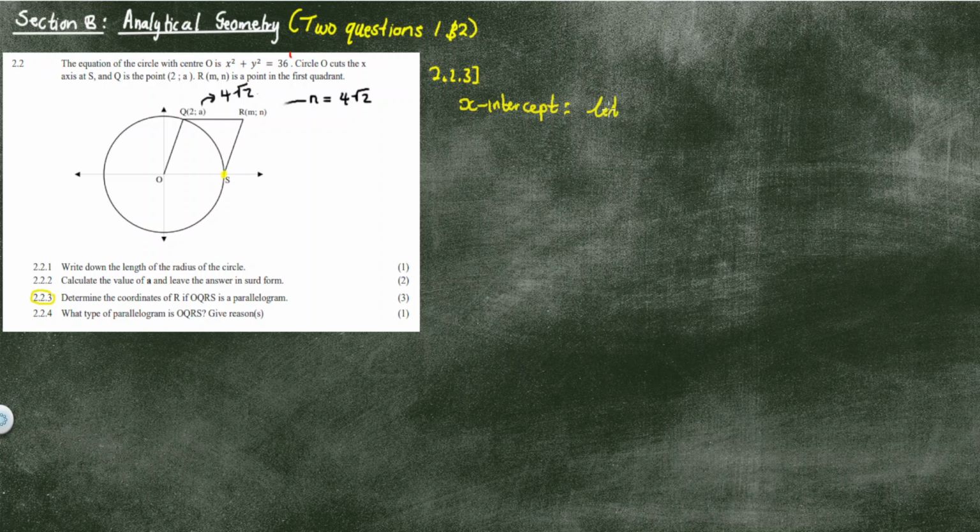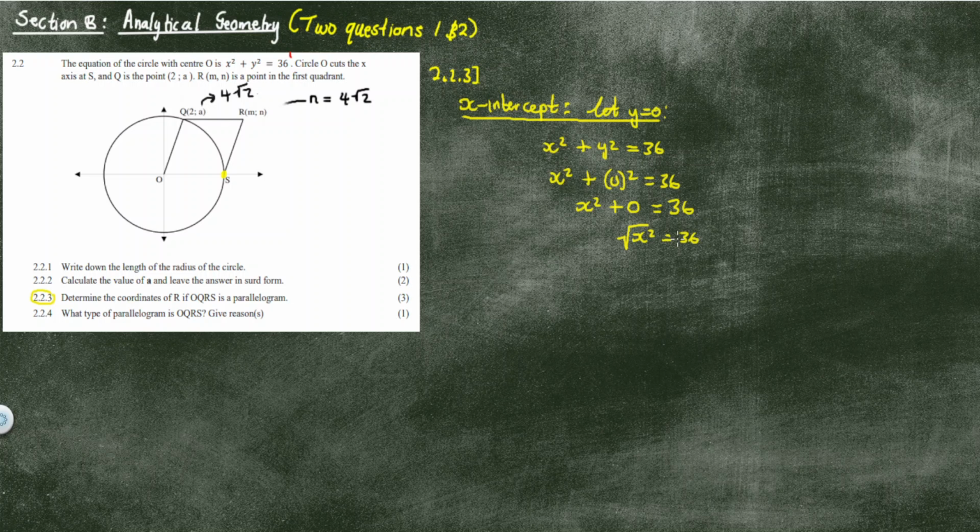where we let y be 0. So this is the equation equal to 36. So we let y be 0 for the x-intercept. So 0 squared is equal to 36. Then x squared, 0 squared is just 0. So x squared plus 0 is just x squared.